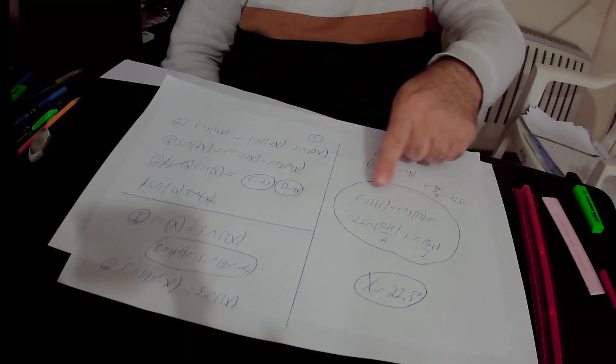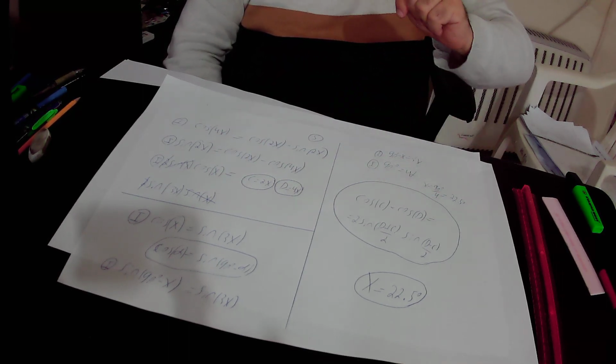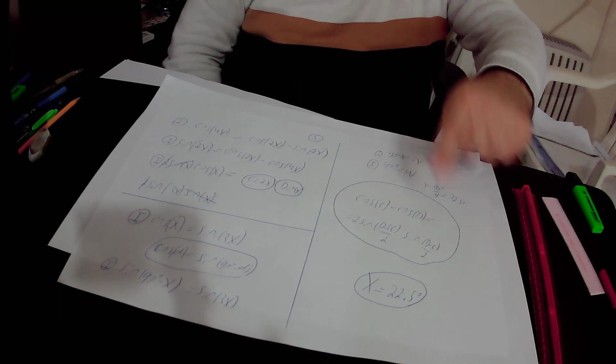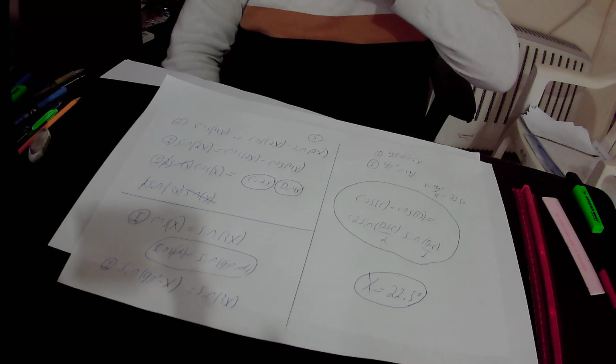According to this trigonometric identity, cosine C minus cosine D equals 2 sine (D plus C) over 2 times sine (D minus C) over 2. Okay?